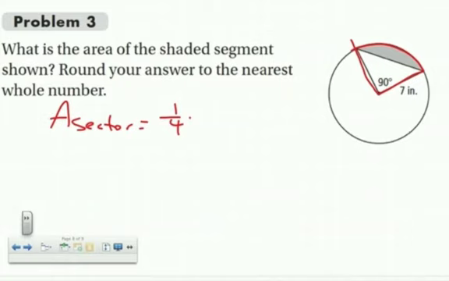Don't forget what you already know. Don't complicate things. So how did you get 49? 7 squared, tack on the pi. Okay, so the area of the sector is 49 pi over 4.